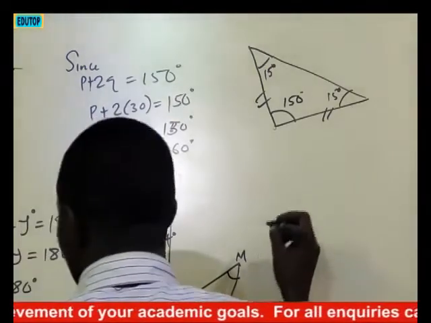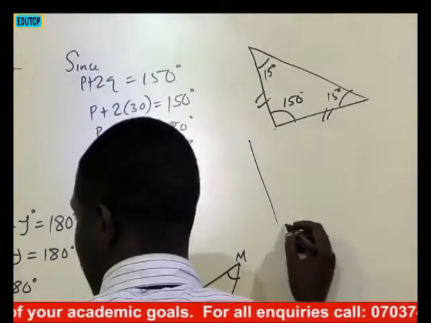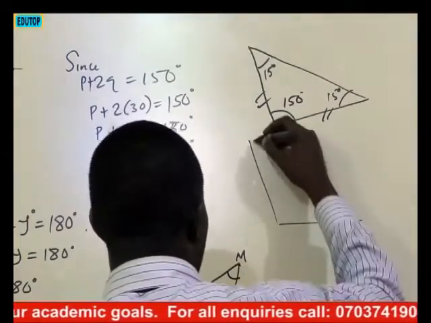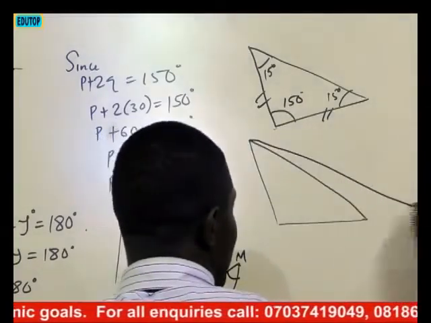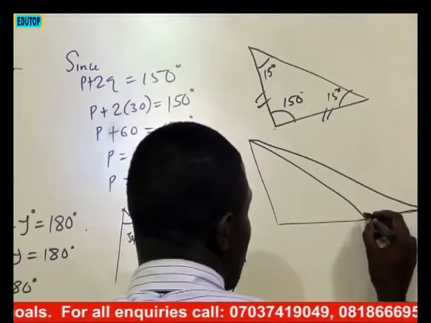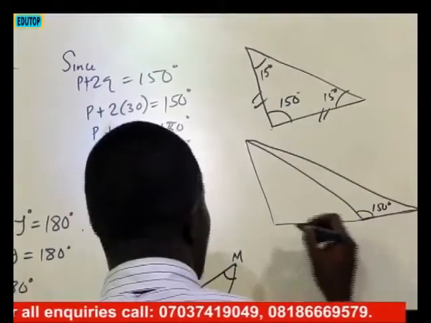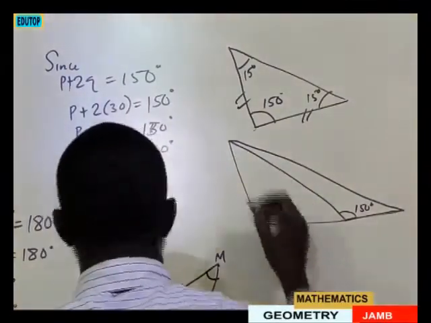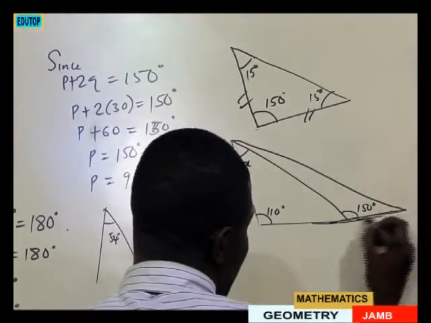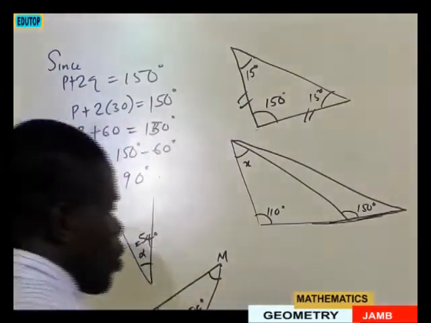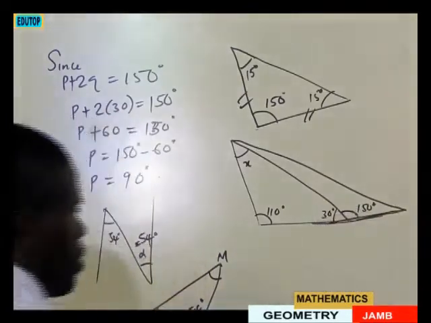So what if I try to redraw what I have? I will have a scenario like this, and I have another one like this. Meanwhile, this place has been calculated to be what? 150 degrees. Then this place is 110 degrees, and I'm looking for this, my x. This is another straight line. So the sum of angles formed on a straight line is what? 180 degrees. So if this place is 150, automatically this place will be 30 degrees.